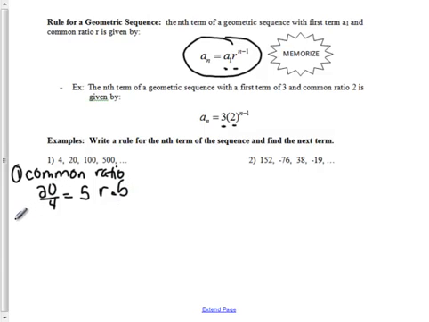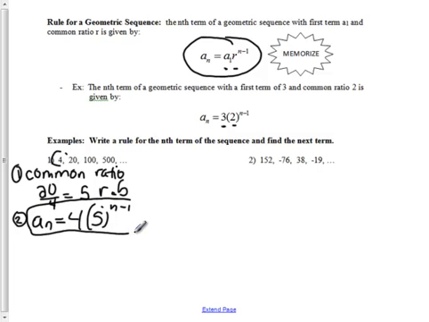Now we just plug it in. We have a sub n equals, what is my first term? 4. So I'm going to use 4 times my common ratio, which is 5, raised to the n-1. This would be my formula. That would be my rule.